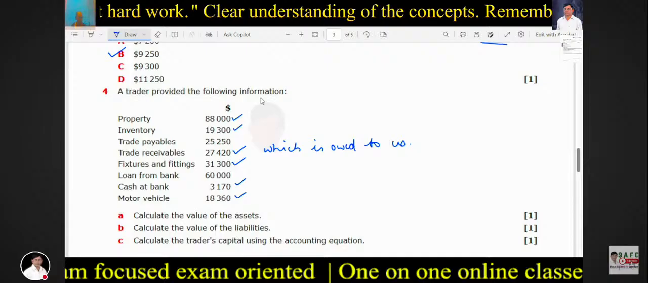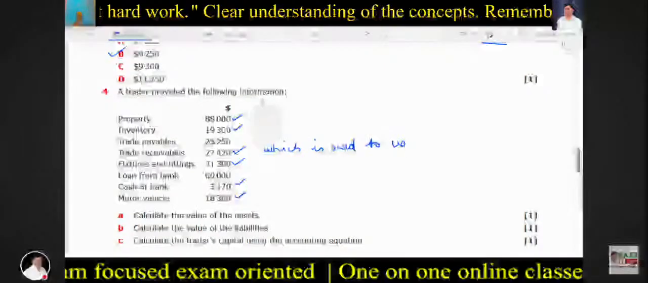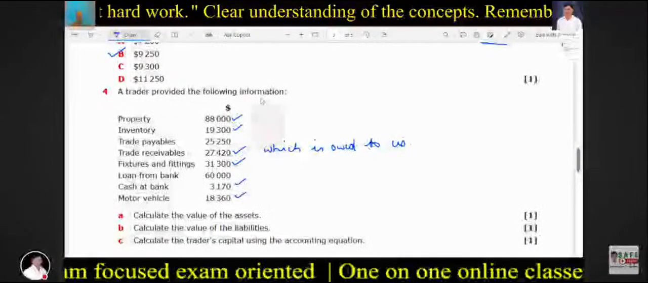187,550. This is the answer. Calculate the value of the liabilities. Liability is something which we pay to the outsiders, which we have to pay to the outsiders.